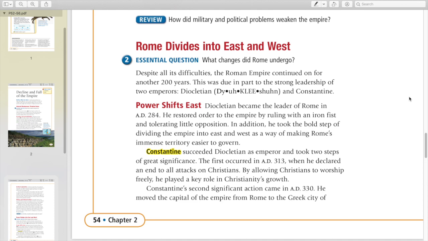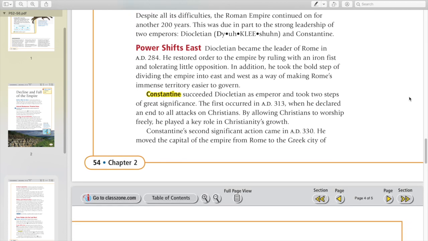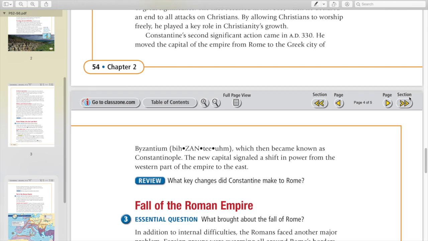Constantine succeeded Diocletian as emperor and took two steps of great significance. The first occurred in AD 313, when he declared an end to all attacks on Christians. By allowing Christians to worship freely, he played a key role in Christianity's growth. Constantine's second significant action came in AD 330. He moved the capital of the empire from Rome to the Greek city of Byzantium, which then became known as Constantinople. The new capital signaled a shift in power from the western part of the empire to the east.